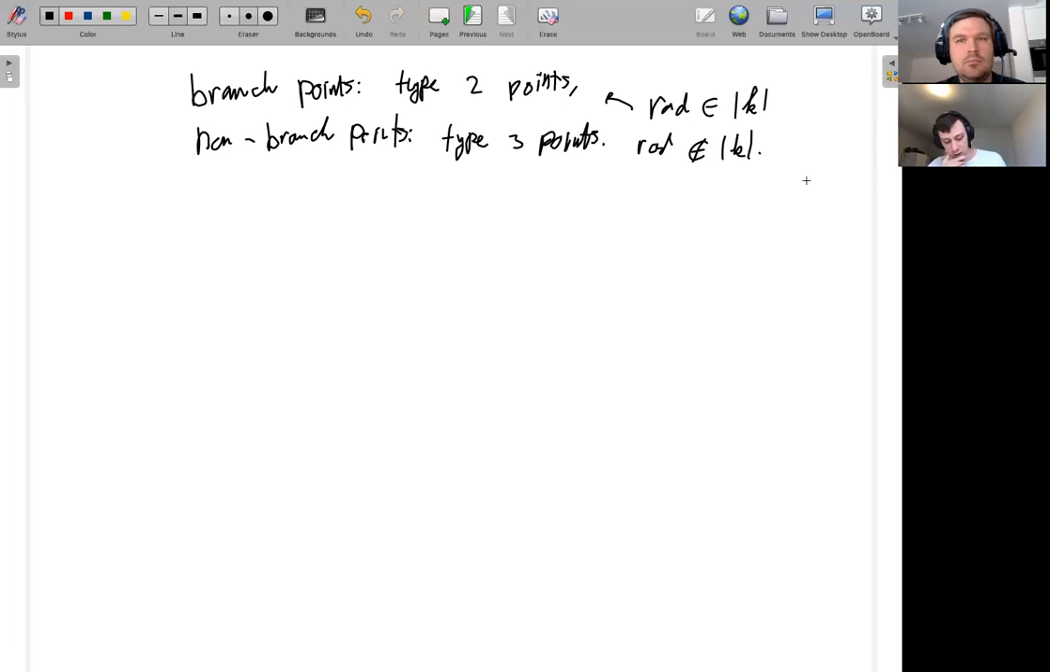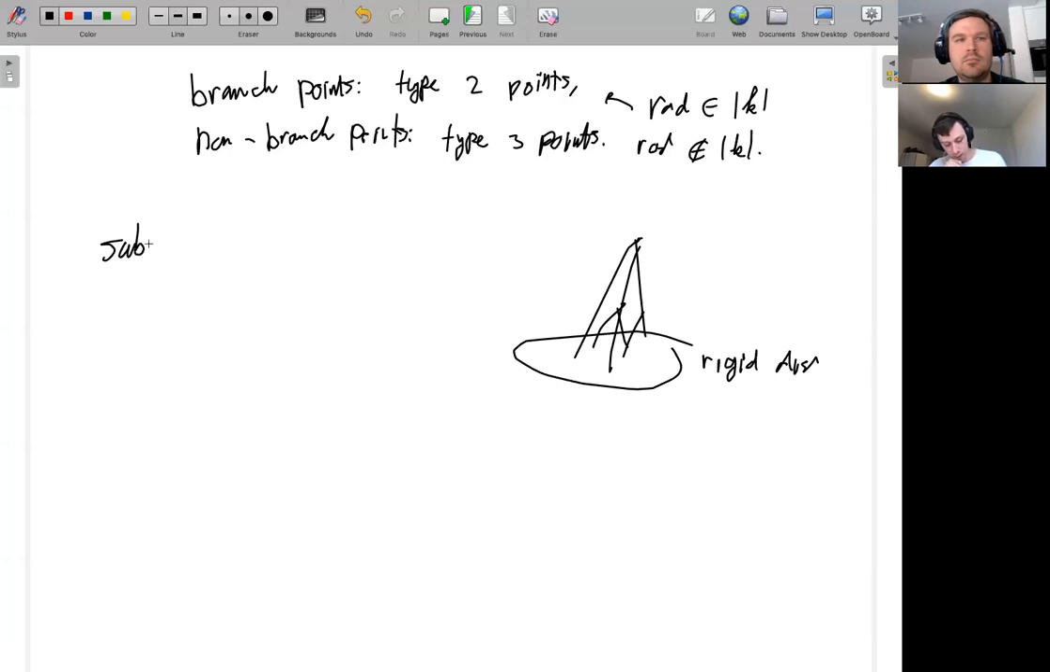Okay, and then there is a subtle point. At this point we have a better understanding. Here we've got the rigid disk, the Gauss point, and then this whole tree structure. And the subtle point is the type 4 points.